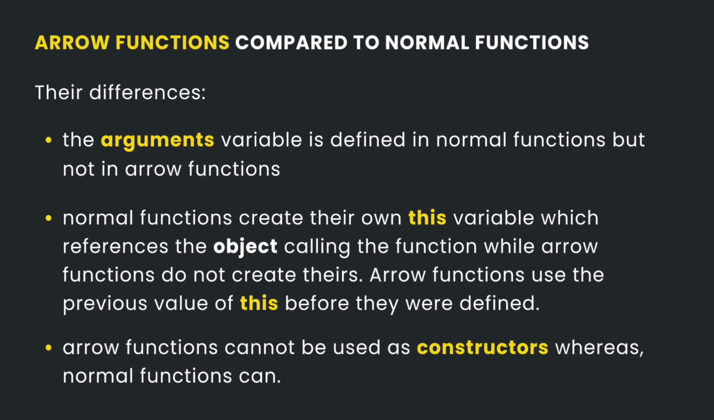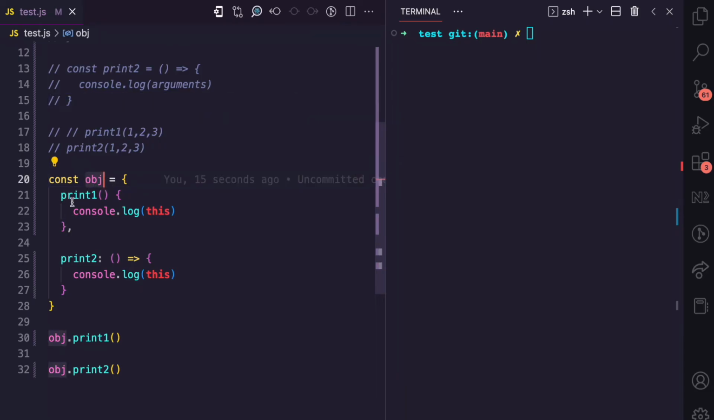Second difference is that normal functions create their own this variable, which points to the object that is calling the function, while arrow functions do not create their own this variables. So you can see here I have this object and this object has 2 methods. The first method print1 is a normal function, while the second method print2 is created with an arrow function. Now in print1 and print2 I console log this.